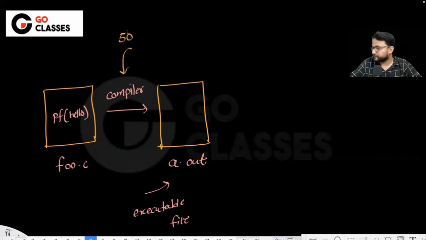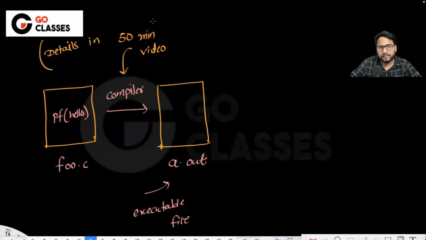The total details of how we get this after the compiler can be found in the 50-minute video. I mean, if you want, then you can just watch the details. Again, this is optional. You don't need to do it, but if you want, you can do it. This is optional study. Anyway, coming to this part, you got this particular file, which is called an executable file.